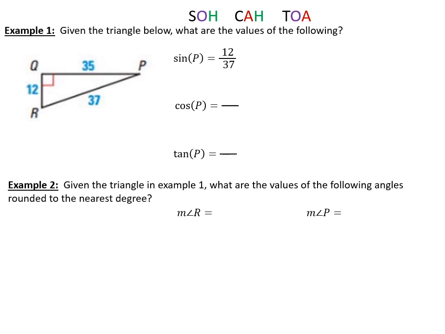Cosine would be the adjacent over the hypotenuse. Well, we already know the hypotenuse is 37. The adjacent would be the only other side that we've got, 35. Tangent would be opposite, which is 12, over the adjacent, which is 35.